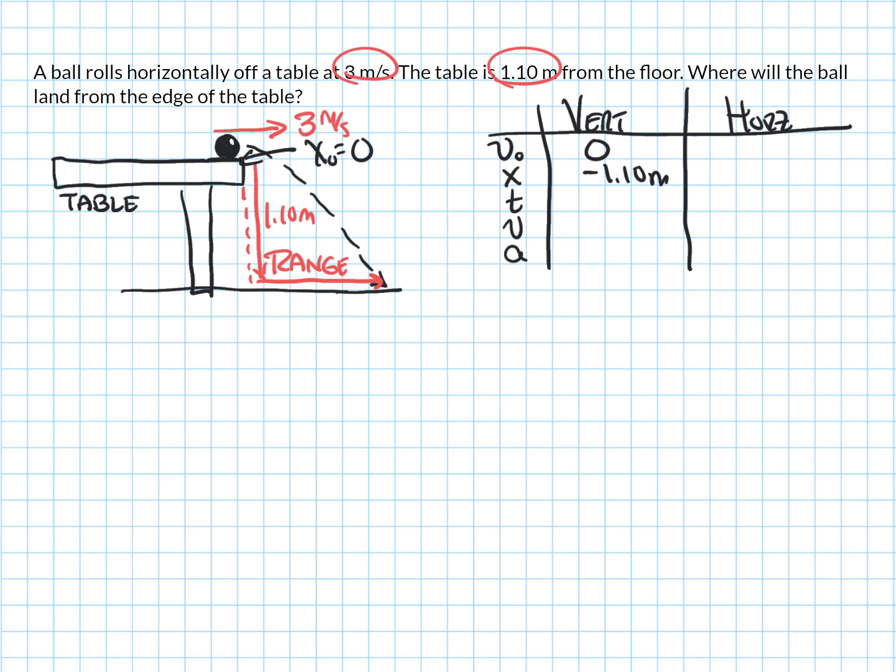What else do I know? Time? No. Velocity when it lands vertically? No. Acceleration? Yes. And the acceleration is due to gravity, and it goes down. So I'm going to make that also negative 9.80 meters per second squared. And this idea of acceleration being 9.80 meters per second squared is kind of like the free space in bingo.